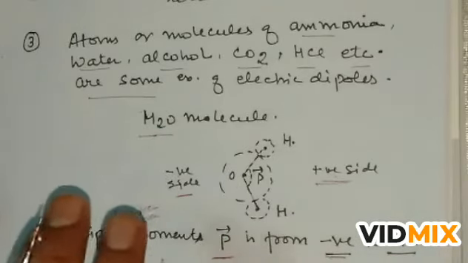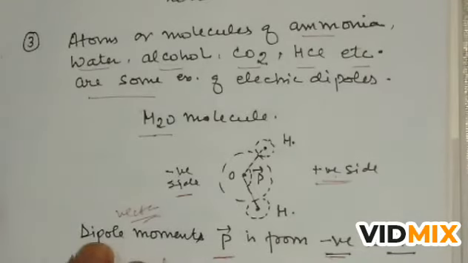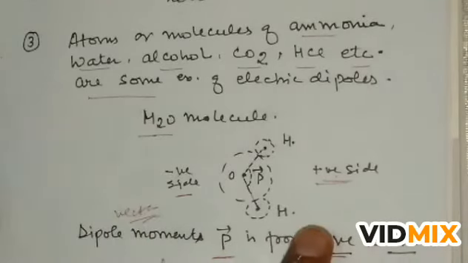So whenever you are drawing the dipole, if the negative is on the left and positive on the right, the direction of dipole moment is from left to right. Or you remember this, that the direction of dipole moment is from negative charge to positive charge.